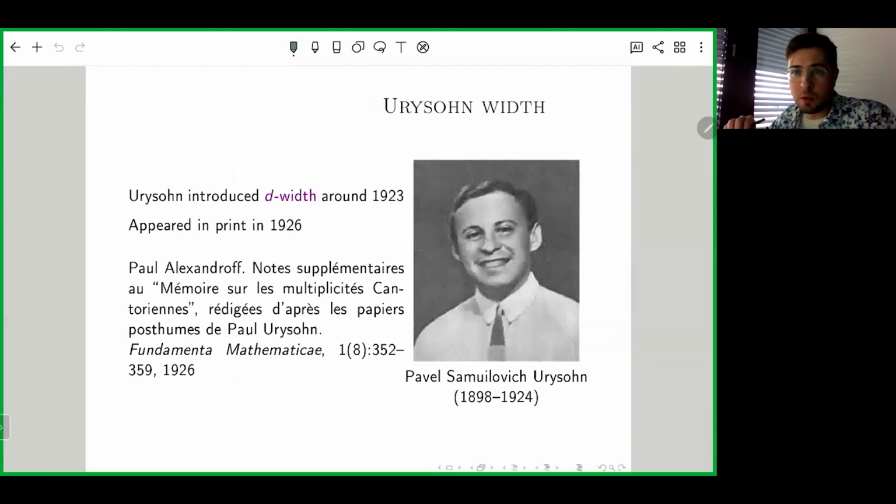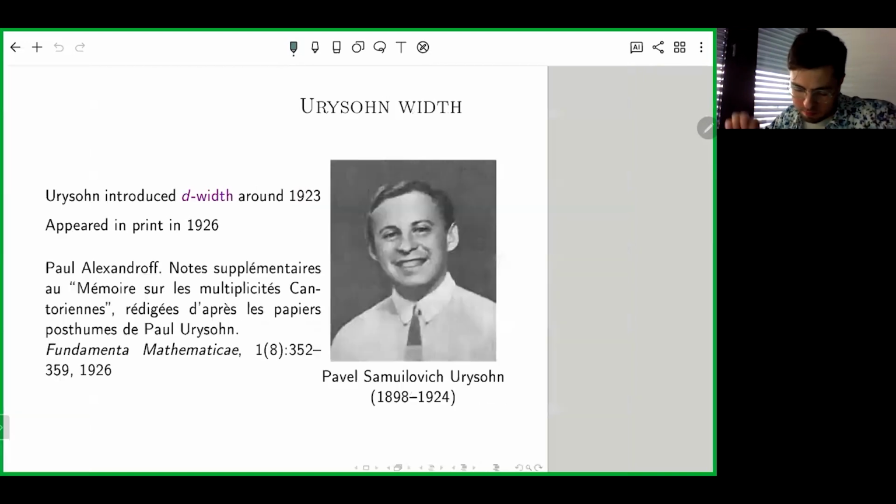Here's the photo of Pavel Urysohn. He suggested this definition in the context of dimension theory around 1923. The next year he died, and this definition is now contained in a paper which was published by his friend posthumously, based on some drafts of Pavel Urysohn.